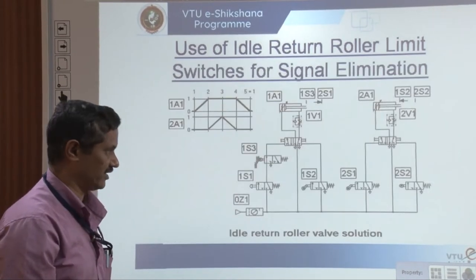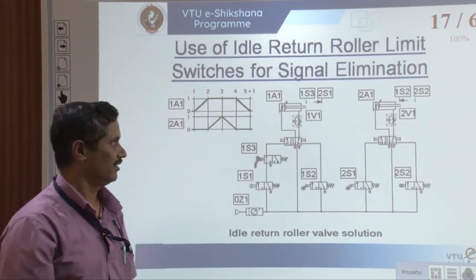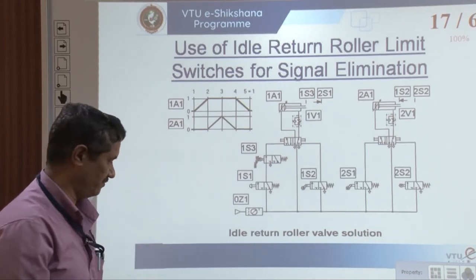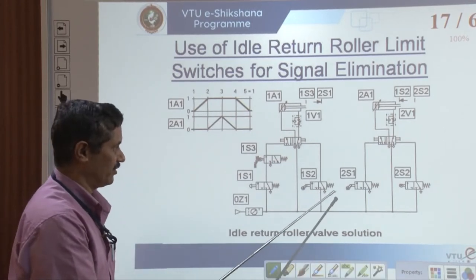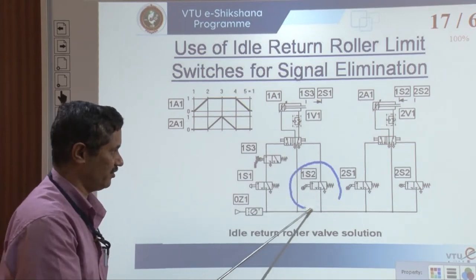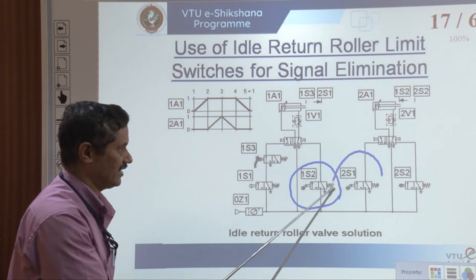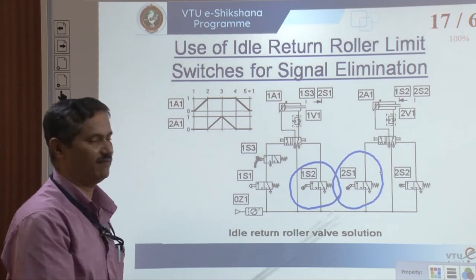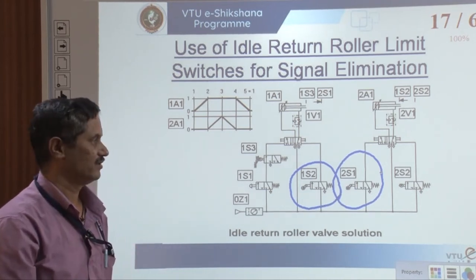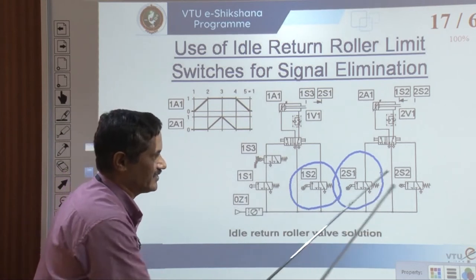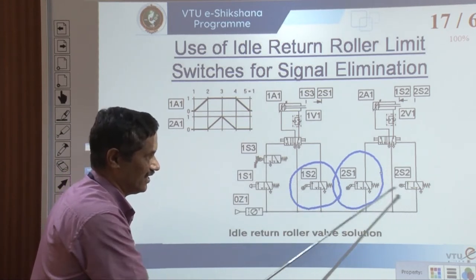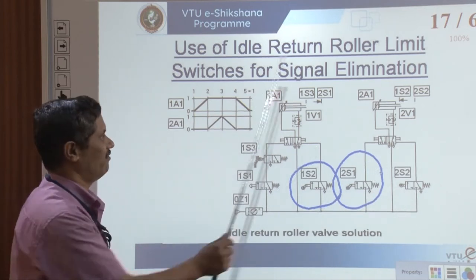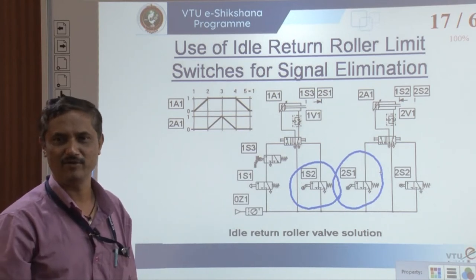Now we will see such a circuit. For the same circuit, we have adopted idler rollers. If you observe now, where we have put the idler rollers, instead of conventional rollers here, we have replaced the conventional rollers by an idler lever, bent lever type of roller limit switches. So we were talking about the simultaneous signals. Now this cannot happen because of this nature of the roller limit switch. So you can avoid the simultaneous signal coming to a particular circuit.